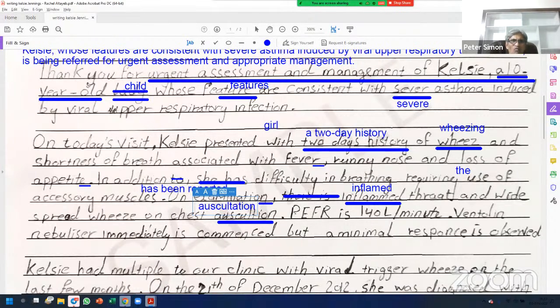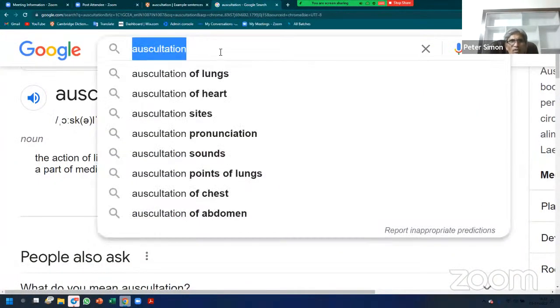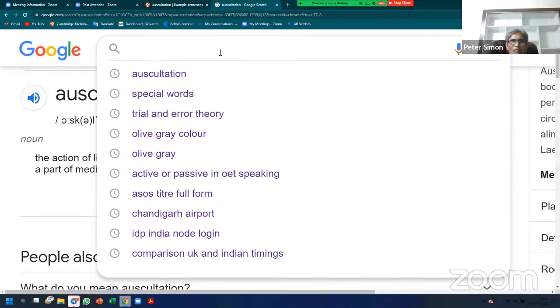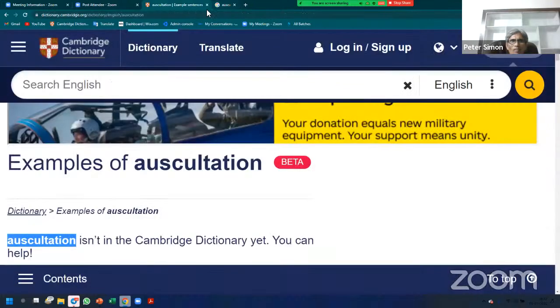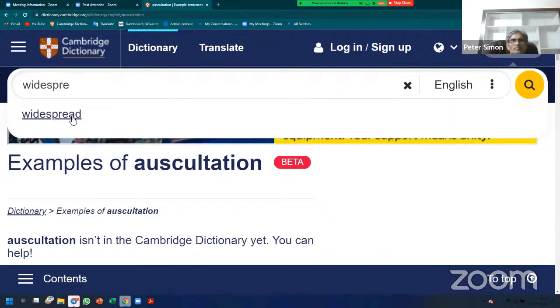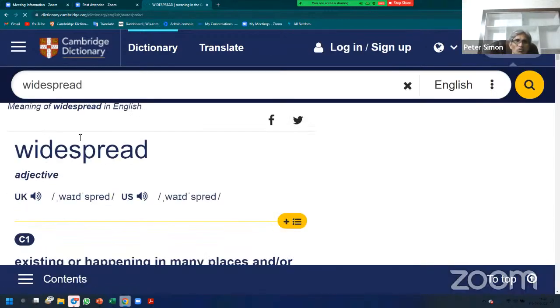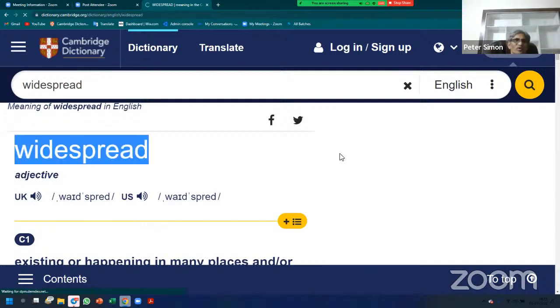Widespread. Is widespread one word or two words? You wrote two words. Let me check in Google. W-I-D-E-S-P-R. Widespread is one word. It is a mistake you don't know. So this is a C1 word. Ordinary people cannot know. If you don't know this word, that means you are an ordinary person. If you know this word, you are an extraordinary person. Now you know. This is what transformation is.